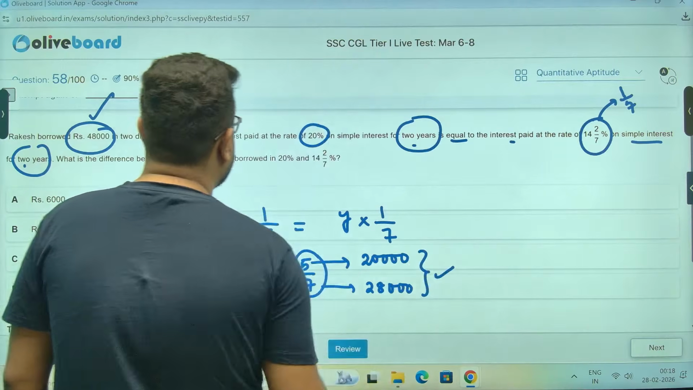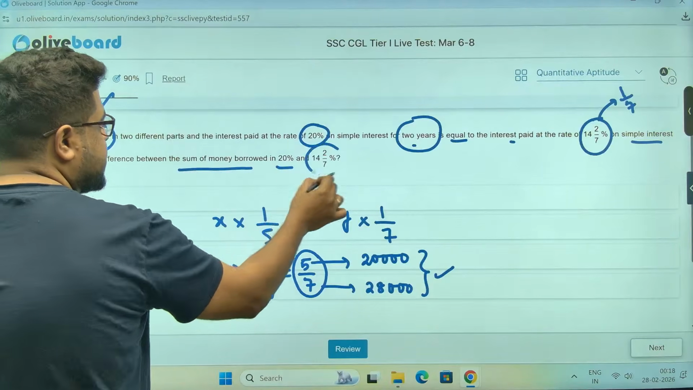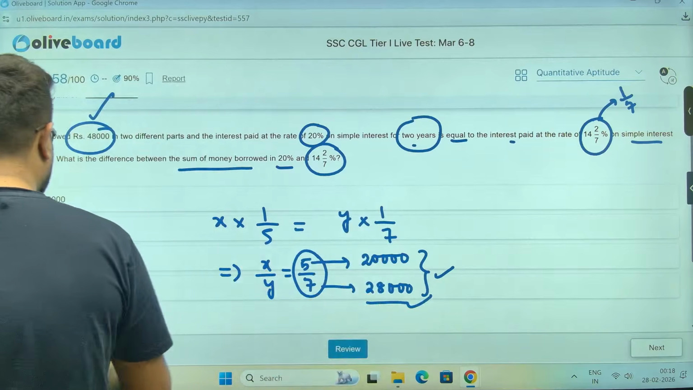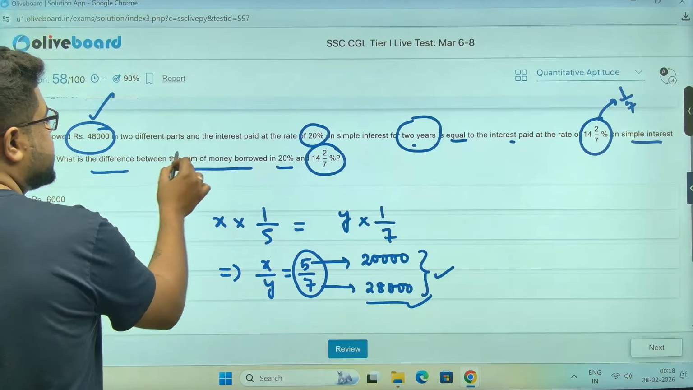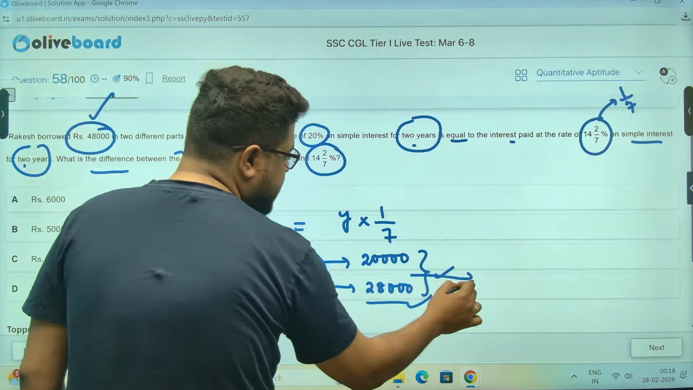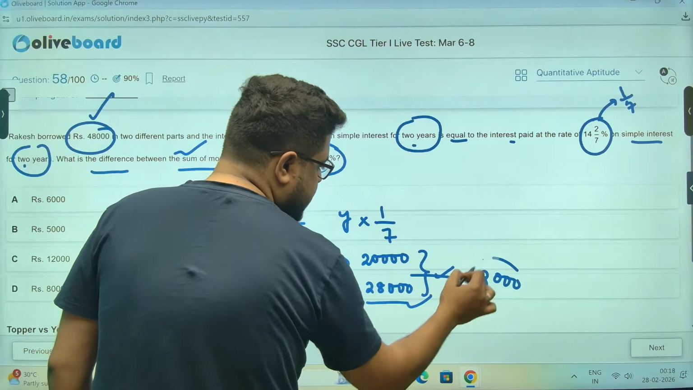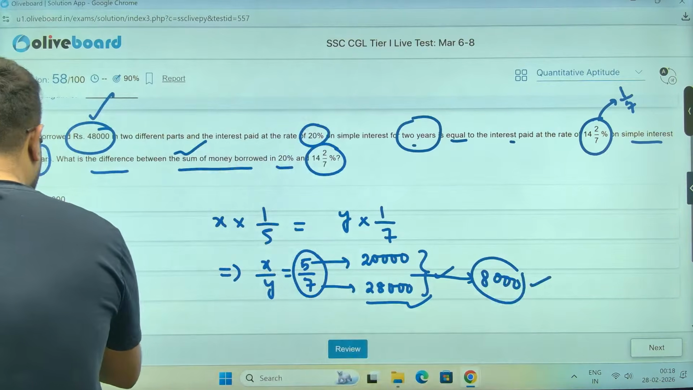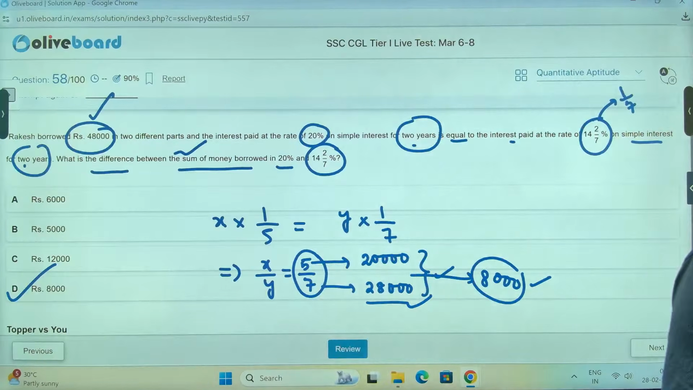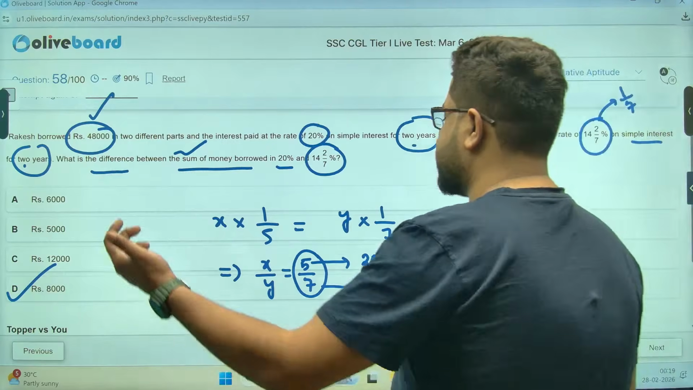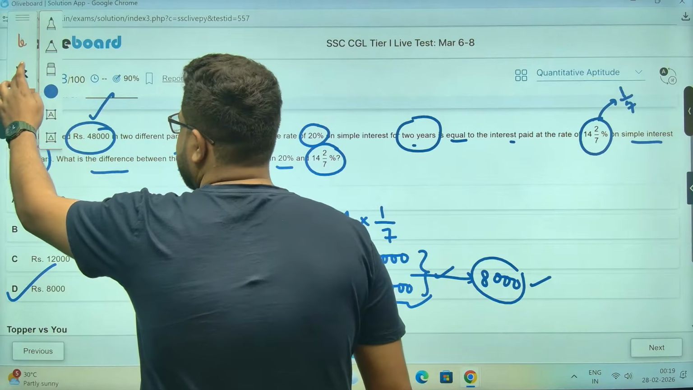These are the values. Sum of the money at this, so 28,000 is the right answer. Sir, what? No, sorry, the difference between them. Extremely sorry, I have not read the question. The difference will be option number D, 8,000 rupees. Without fail, that is your correct answer. The difference between two parts they are asking. Done.